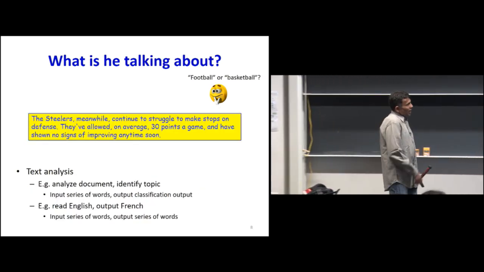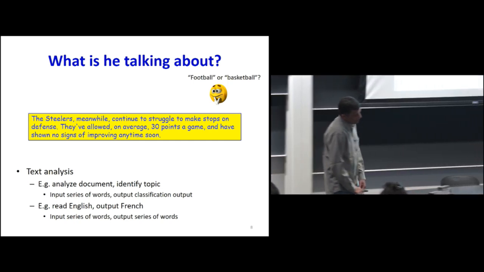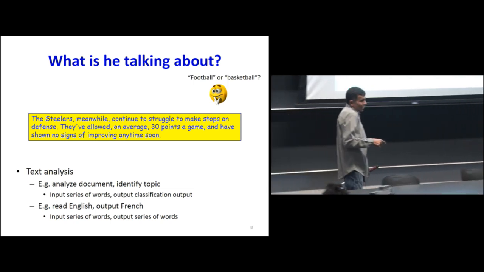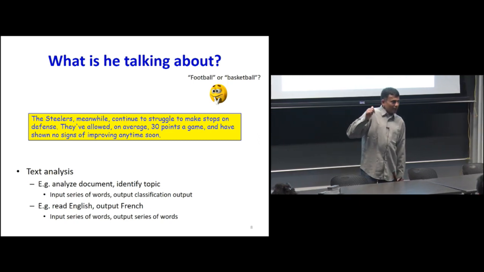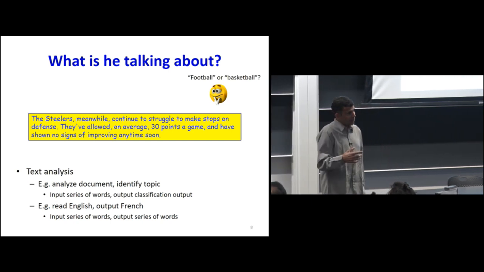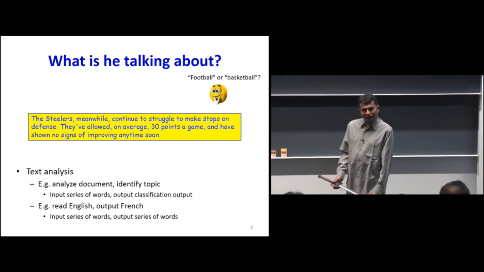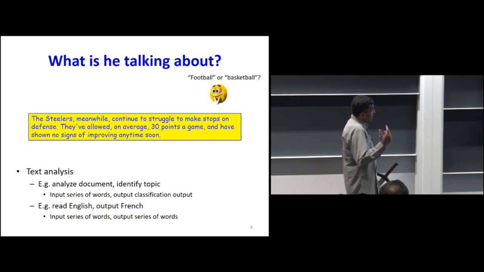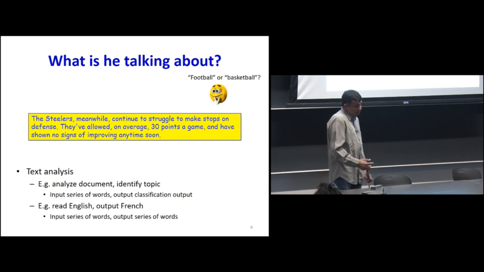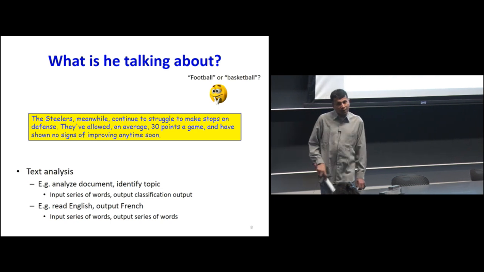Or you might want to analyze text from today's news, right? And you read the entire sequence of text, and at the end of the text, you have to decide what it's talking about. For example, after reading all of those words, however many there are, you might want to decide if this is talking about football or baseball, whatever else the topic might be. So now what you're really doing is analyzing a document and identifying the topic, which is to say you're inputting a series of words and outputting a single classification.